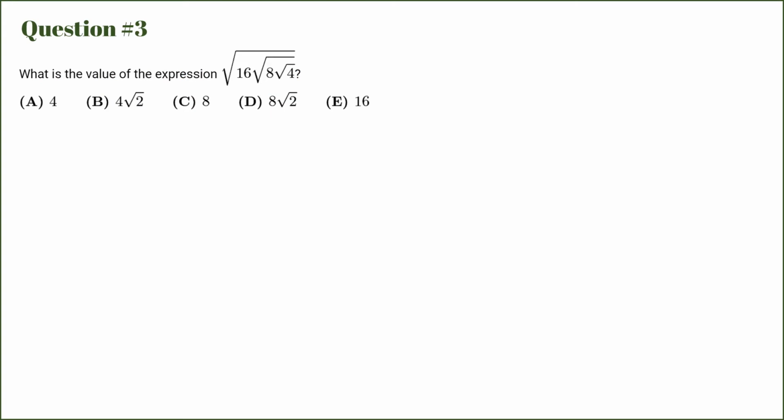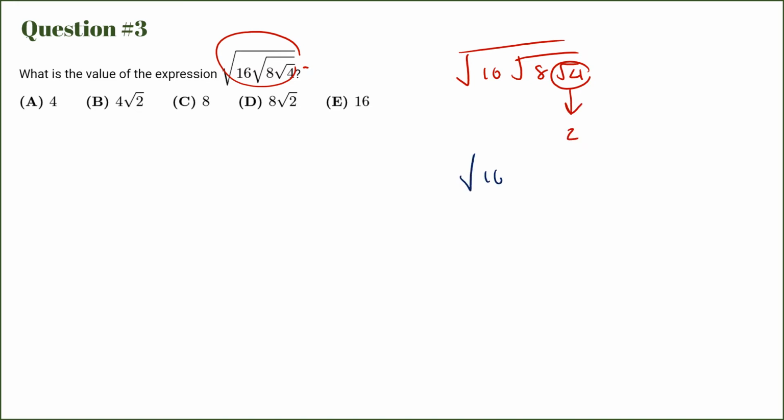Question 3 asks what the value of this expression is. So all you have to do is solve that expression, or find out what that is. First of all, let's go small first. What does this equal? Well, that equals 2. So we can rewrite this to be 16, 8, 2, there. And then 8 times 2 is 16.